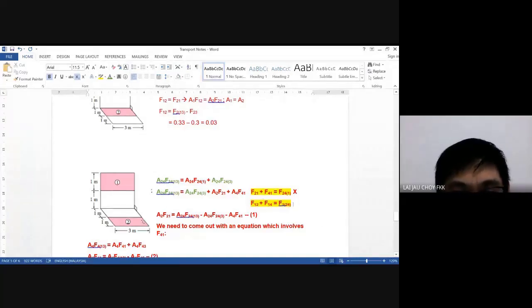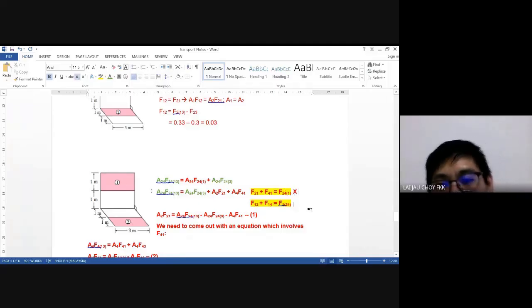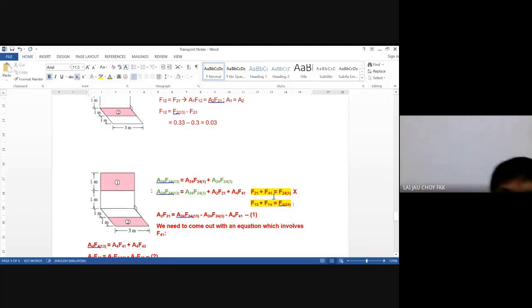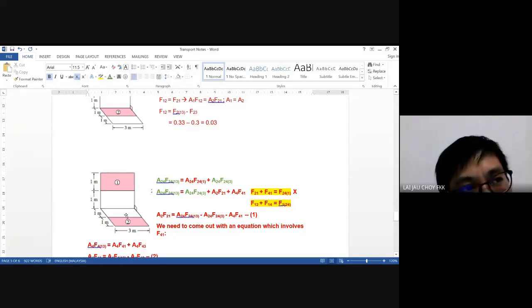But if you say F2,1 plus F4,1 equals F2,4,1, this is wrong. Okay, so it's very easy to get confused. The key of the superposition rule is that the bigger surface that is broken into two needs to be at the back.